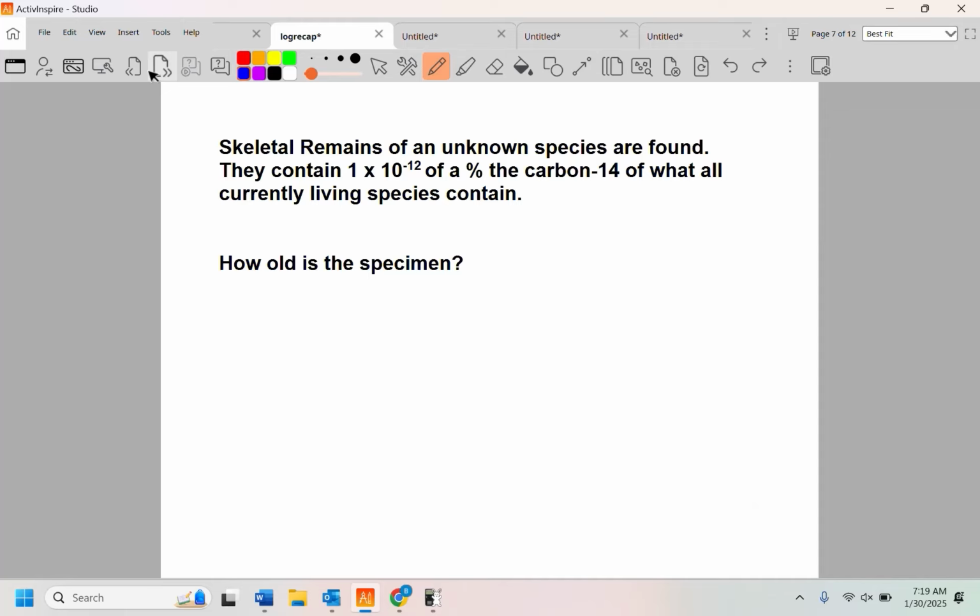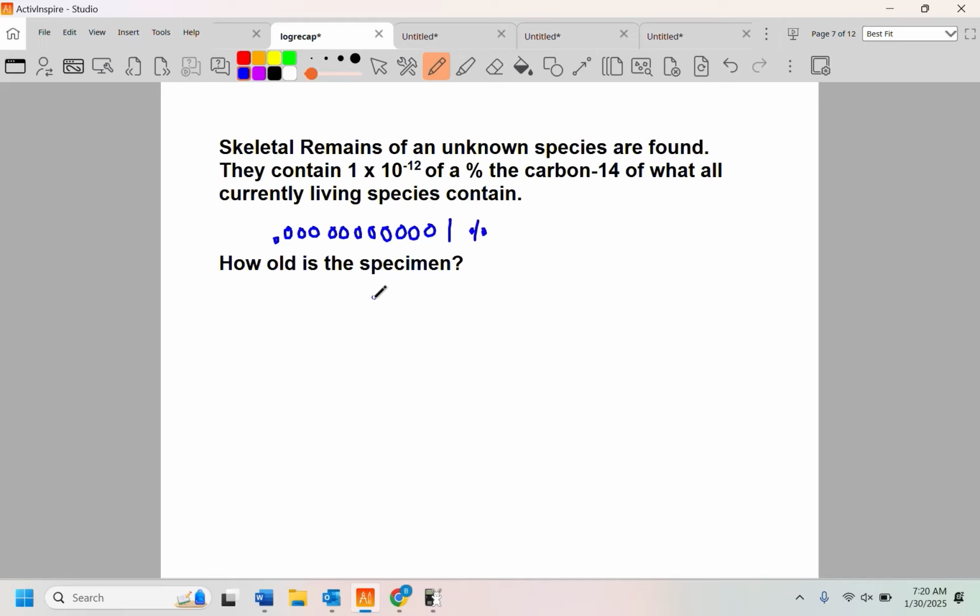Skeletal remains of an unknown species are found. They contain 1 times 10 to the -12th of a percent of the carbon-14 of what all currently living species contain. So, if you want to see this as a decimal, that is 0.00. It's going to have 11 zeros before that one. 3, 4, 5, 6, 7, 8, 9, 10, 11 zeros, and then a 1%.